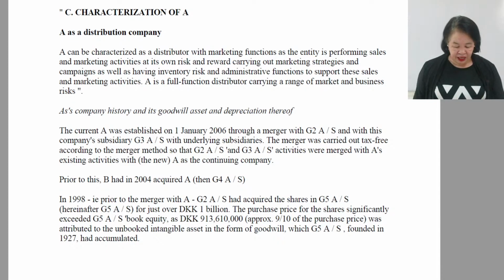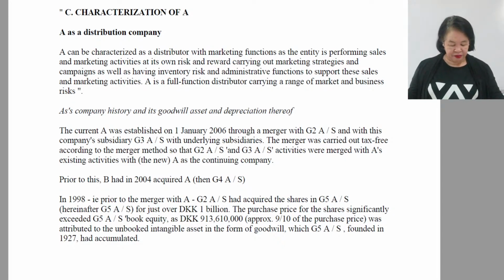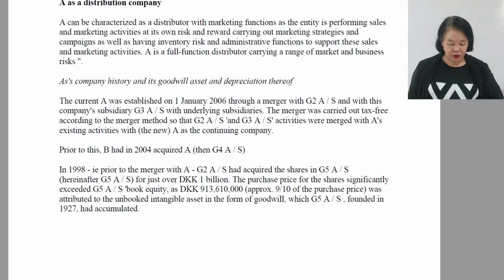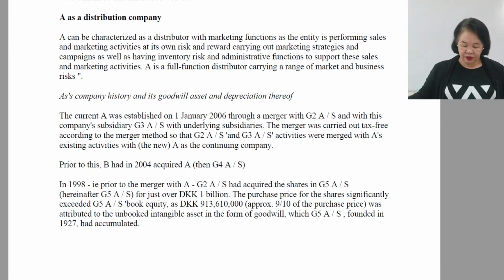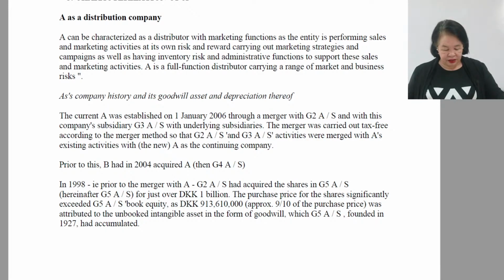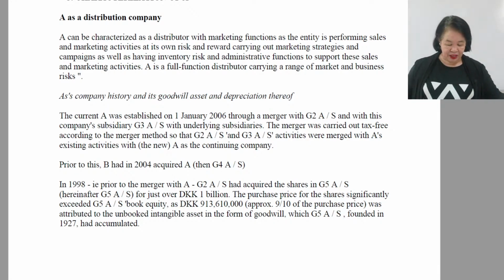So in 1998, prior to the merger with G2AS, A had acquired the shares in G5AS, for just over 1 billion. So who acquired here? A. A acquired the shares of G5AS. How much did A acquire the shares for? Danish krone 1 billion. So that is just one company.